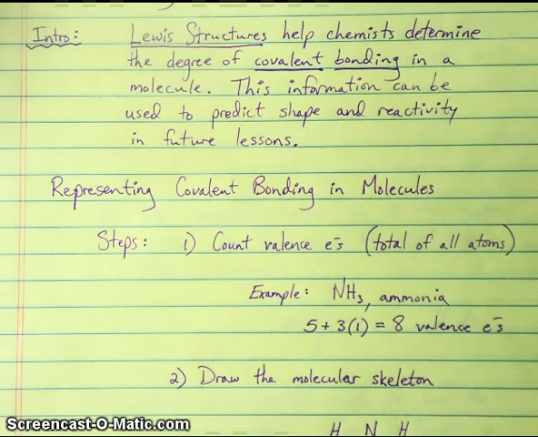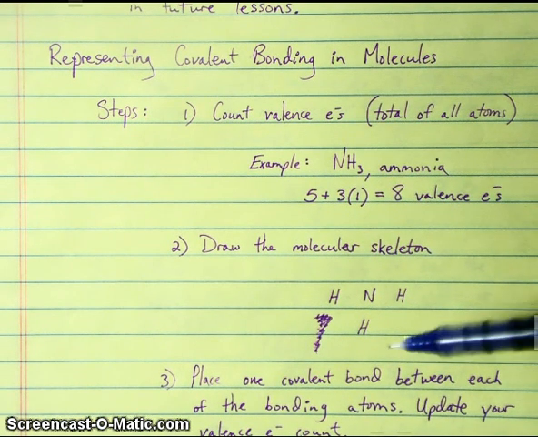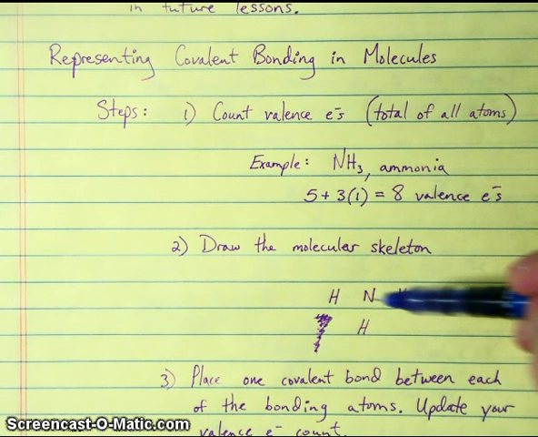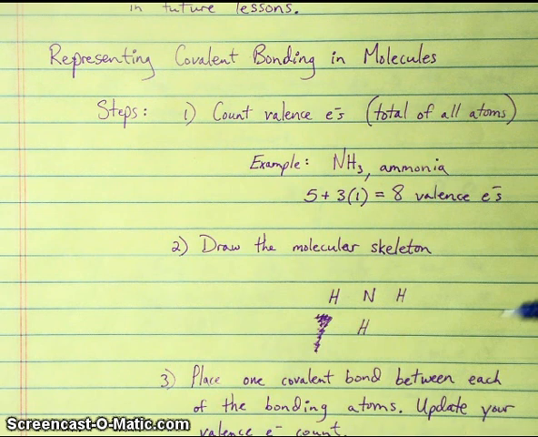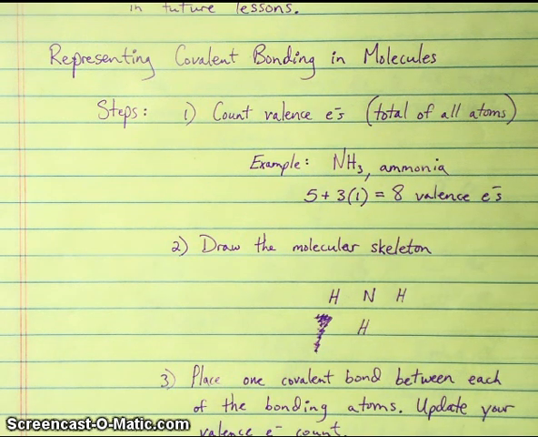Step 2, we want to draw the skeleton of the structure. So skeleton means arrange the element symbols as the atoms will bond together. And you'll get used to knowing where to place what as we go, but generally your least electronegative element, the one capable of the most bonds, is in the middle of the structure. We would call that the central atom. And then we have the outer atoms that usually form fewer bonds or have a higher electronegativity.